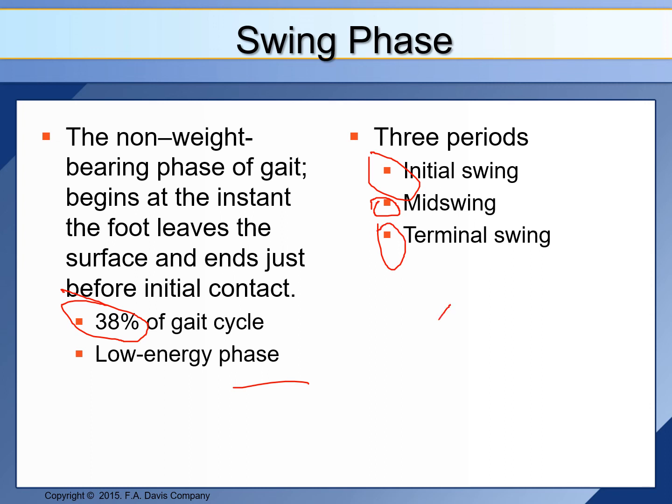You're taking off, you're in the air in mid swing, you're not touching the ground. This is the ground, for example. Then when you're touching the ground again, that is the terminal swing.